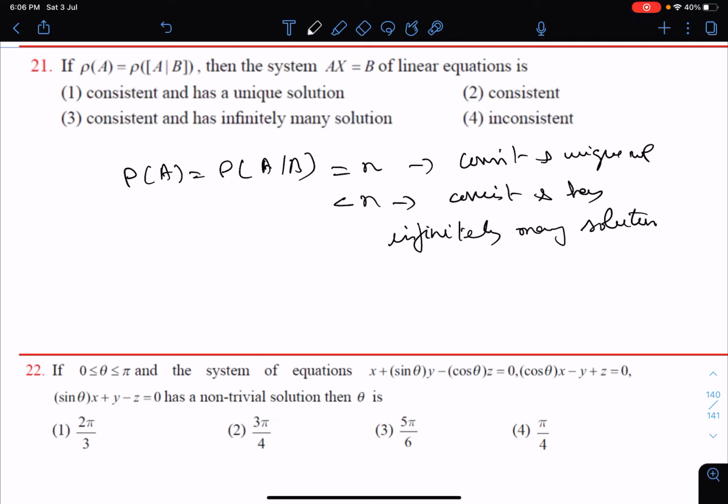Therefore, here 1 and 2 are there, but they have given only rank of A and rank of AB. So in both the conditions, you get the common element as consistent. So our second option is the correct answer for this. So we choose 2, consistent, because they have not mentioned the number of unknowns. If they had mentioned the number of unknowns, if it is equal you will get the first option, and if it is less than n you will get the third option. Okay, so they have not given us the number of unknowns. We are going to take the common point as consistent. So we mention the second option.